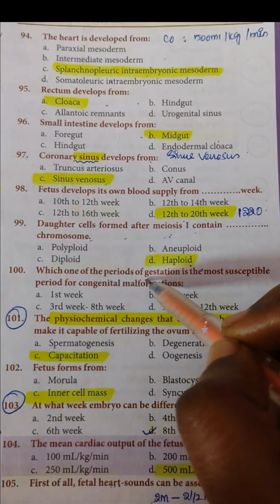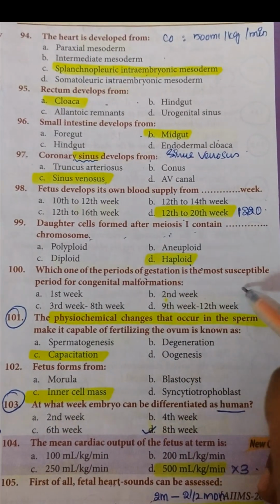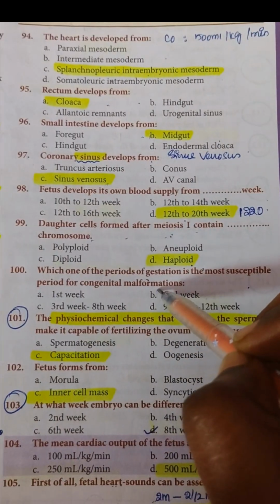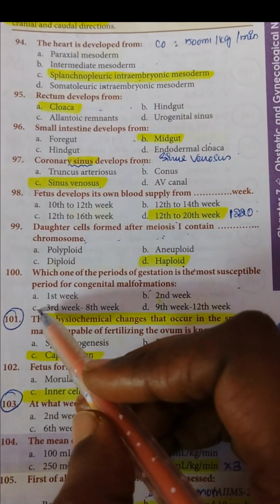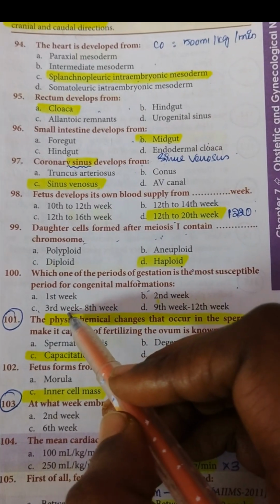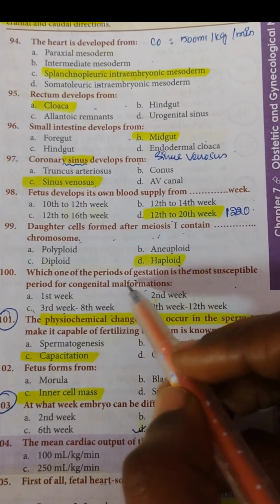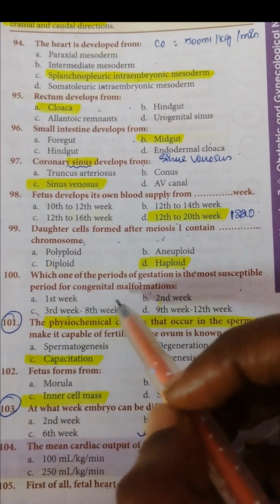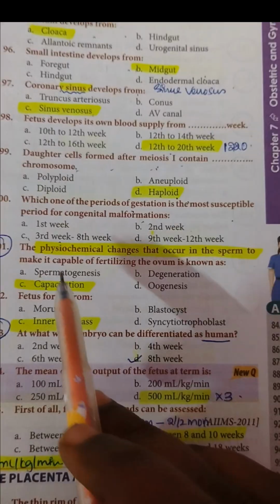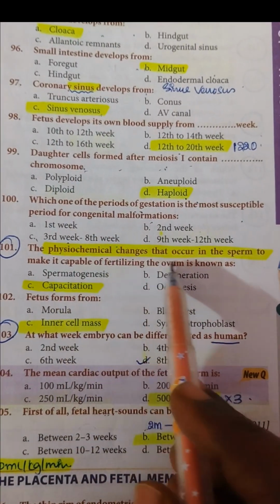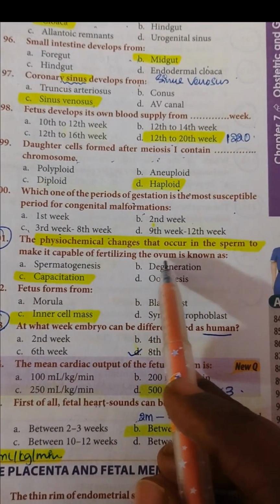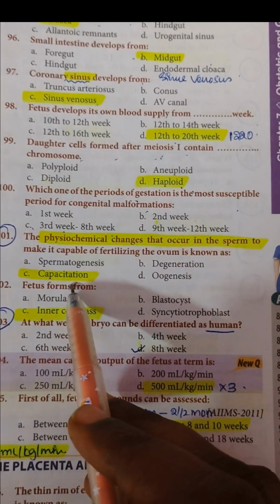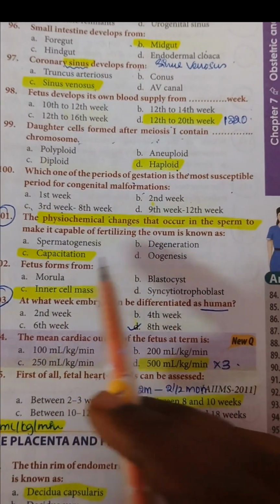Then which of the periods of gestation is the most susceptible period for congenital malformation? The correct answer is option C, 3rd week to 8th week is the period of gestation most susceptible for congenital malformation. The next: the physiochemical changes that occur in the sperm to make it capable of fertilizing the ovum is known as? The correct answer is option C, capacitation.